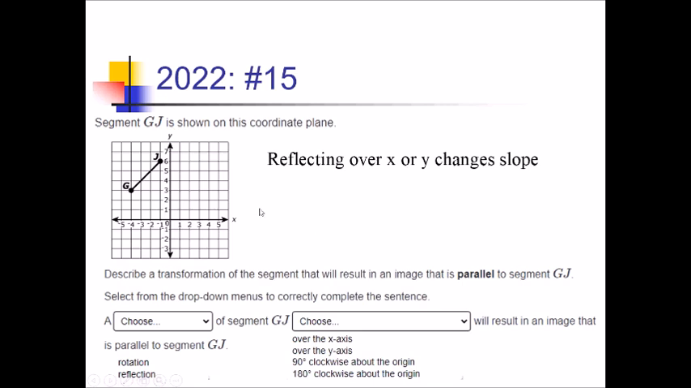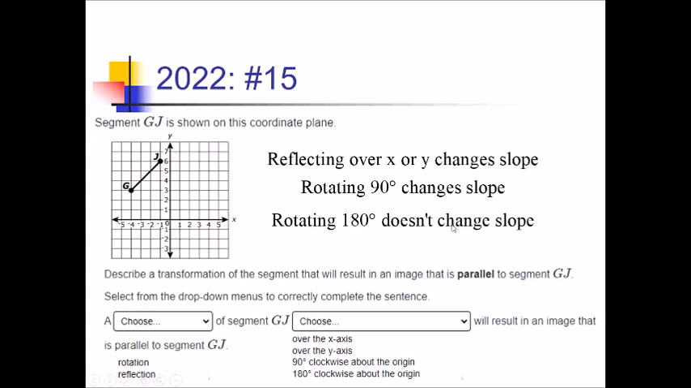So for 90 degrees, if I rotate this 90, that is going to change my direction. I'm basically flipping this thing more or less sideways, so I'll have a negative instead of a positive slope. If I rotate 180 degrees, that actually won't change the slope. But if you don't believe me, it's actually pretty quick to demonstrate that.